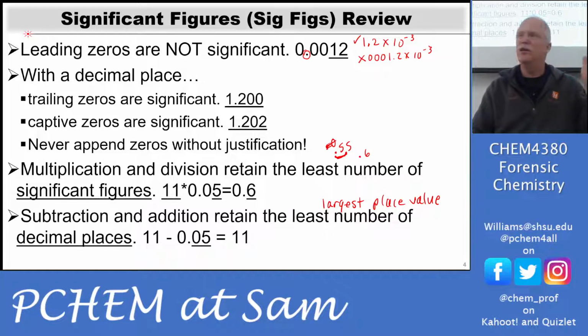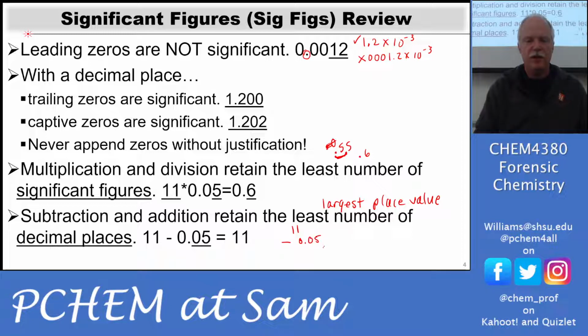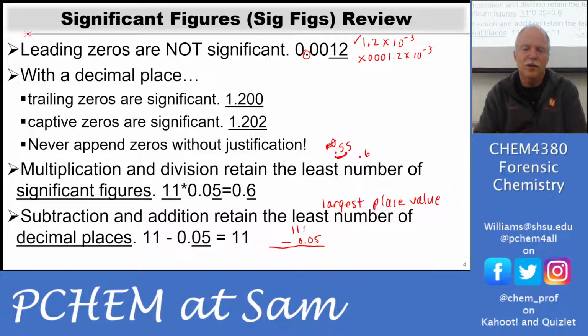Which have y'all heard the most? Is it just decimal places or place value? Decimal places? Okay, so they're both equivalent, but you're looking at this and you're saying, all right, I have 11 minus 0.05. And so this one has 0 decimal places, so the result is going to have 0 decimal places. Now, the way I do this is I'll put a dashed line here like this, and that kind of tells me where I'm going to round the result.